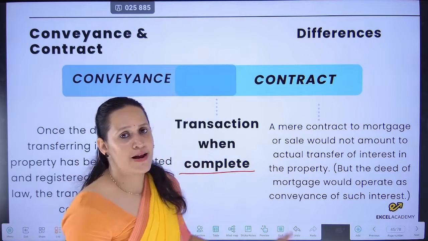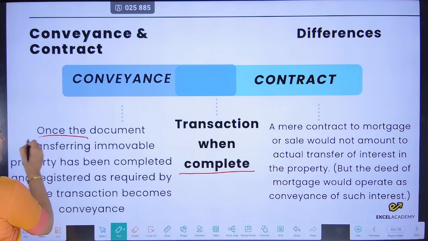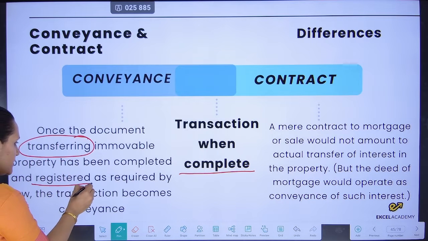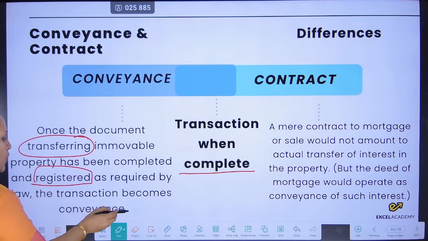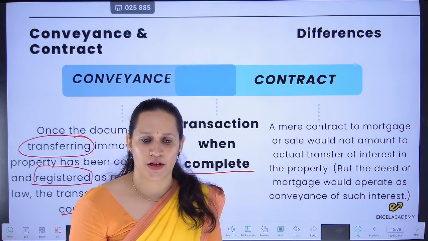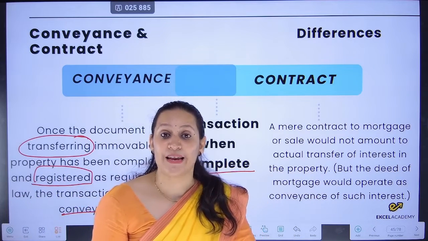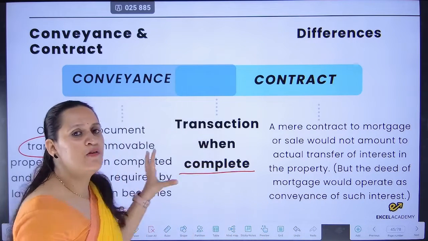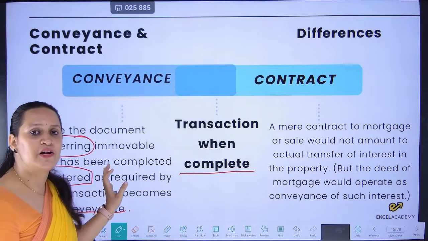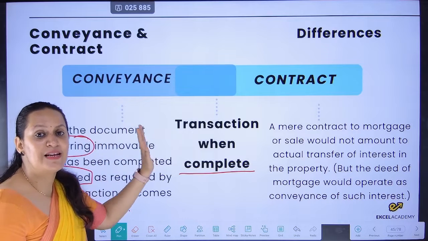What about contracts and conveyancing? We already know conveyancing is complete only once the document transferring the immovable property has been registered as required by law. You have paid the necessary stamp duty. If you are selling a property, the registration in the sub-registrar's office is completed. After all the legal formalities are completed, after the final document has been registered with the regulatory authorities, only then do we say that the procedure of conveyancing has been completed.